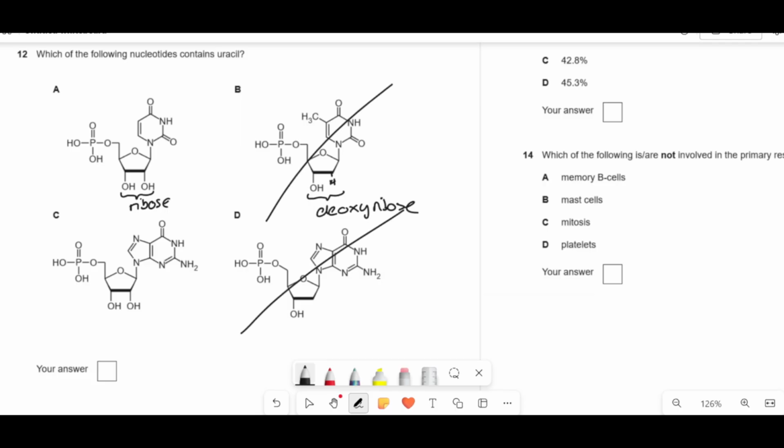So those two are gone. Now we need to decide between these two which one it is. Because uracil is replacing thymine, we're looking for a pyrimidine. Pyrimidine only has 1 carbon-nitrogen ring, right? Whereas purines have 2 that are joined together. This one has 2 joined together, so that's a purine, so that's out. So the only one it can be is A.